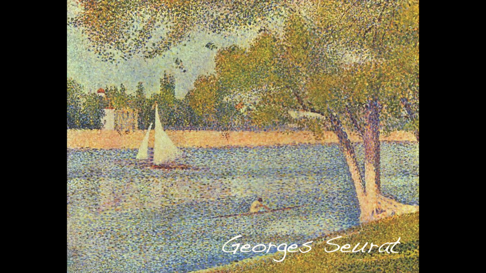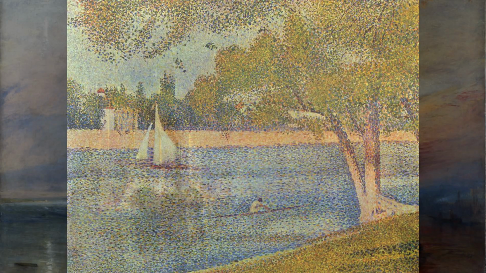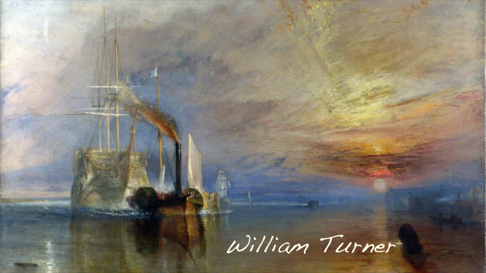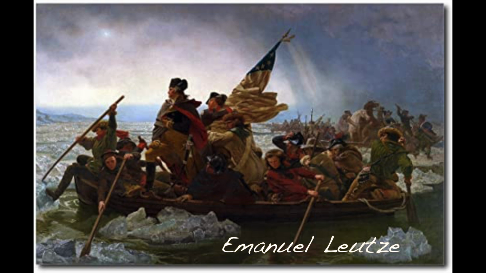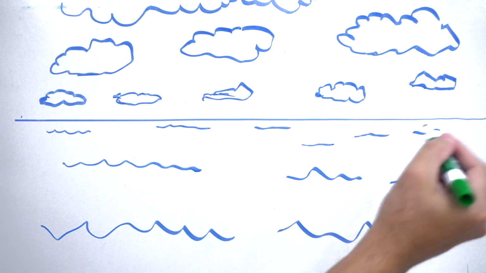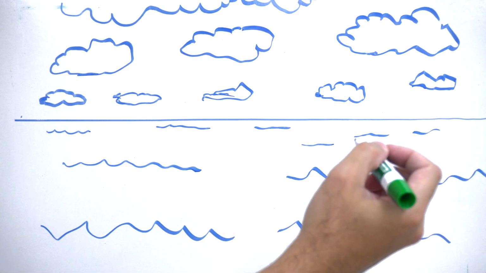And good old George Seurat. He's famous for his pointillism, doing art with points or dots. And William Turner, love his style. Alright, and you guys know about George Washington when he went over the Delaware River? This is a famous painting. Alright, let's get back to it.